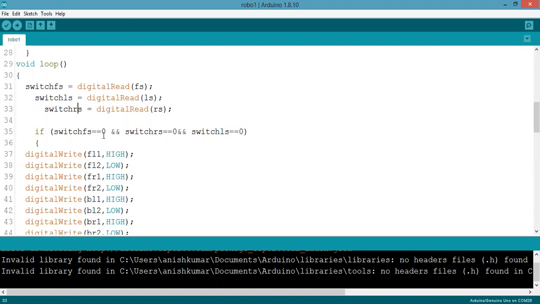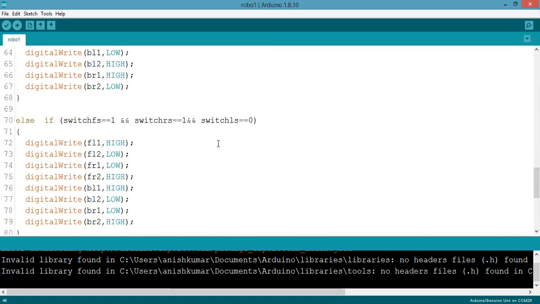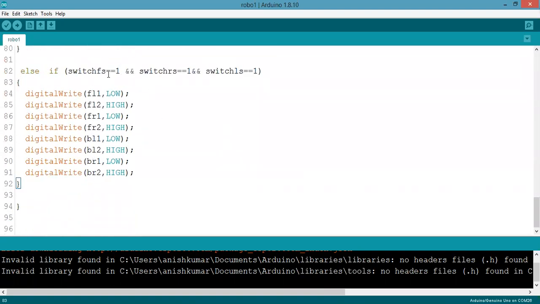If the front switch is 0 and right sensor is 0 and left sensor is 0, I am going to rotate all the motors in the clockwise direction. If you give high, low, high, low, high, low, high, low, all the motors will rotate in the clockwise direction. Suppose there is an obstacle in the front, left side and right side. Then this condition will not be satisfied, and this condition also not satisfied, so it will come here.